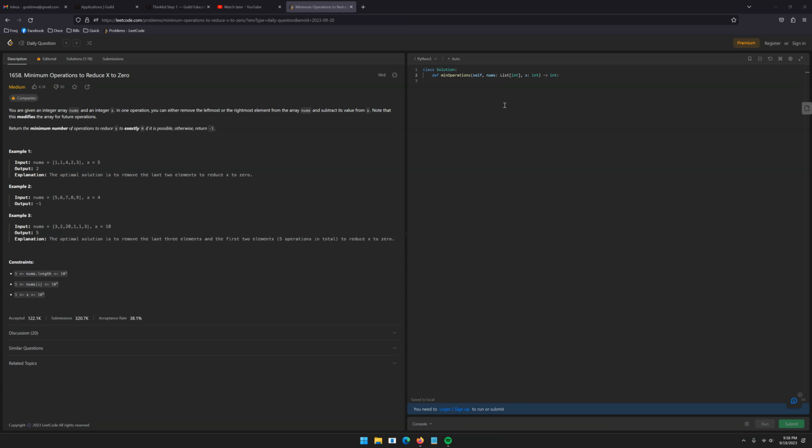So, yeah, I wasn't going to record one of these today, but this problem looks interesting, so I want to. LeetCode number 1658, minimum operations to reduce x to 0. You are given an integer array nums and an integer x. In one operation, you can either remove the leftmost or rightmost element from the array nums and subtract its value from x. Note that this modifies the array for future operations. Return the minimum number of operations to reduce x to exactly 0 if it is possible, otherwise return -1.